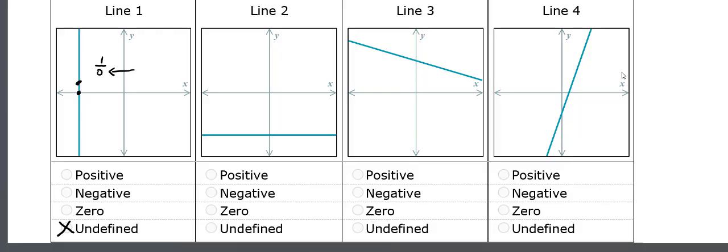So let's look at line 2. So again, I can just put 2 points on for just example purposes. So the change in the rise in this case would be 0. The change in the run would be 1. So when we have a fraction with a numerator of 0, the value is 0. So for all horizontal lines, our slope would be 0.